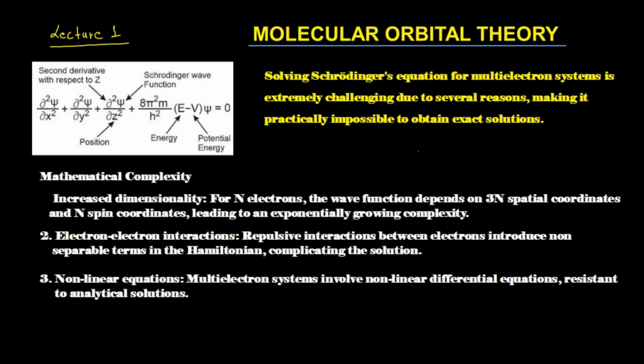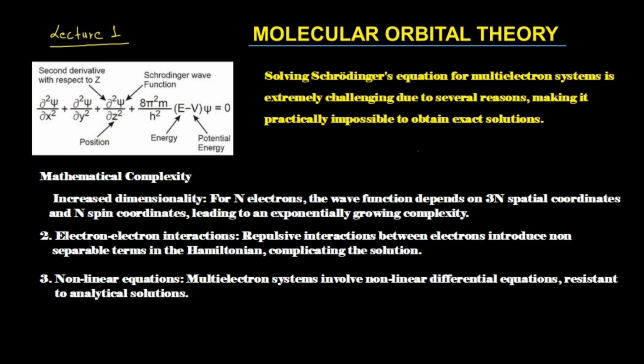For this, this is your Schrodinger wave equation, right? This is the time independent Schrodinger wave equation, and this is a very general equation, and it is very easy to achieve this result when you apply the basics of quantum mechanics, quantum chemistry, on the particle in a one dimension box, right? But solving this Schrodinger wave equation for a multi-electron system is extremely challenging, and due to several reasons, it is practically impossible to obtain the exact solutions, right?